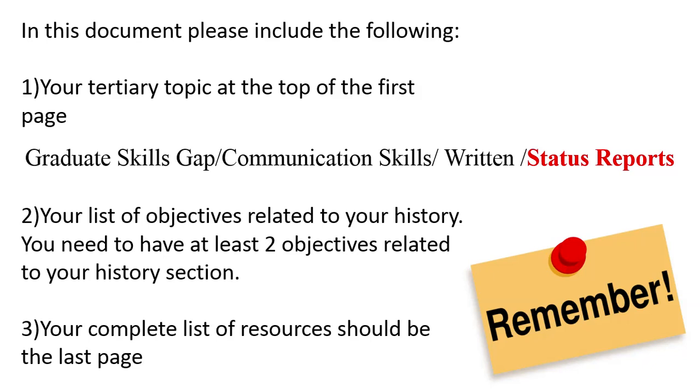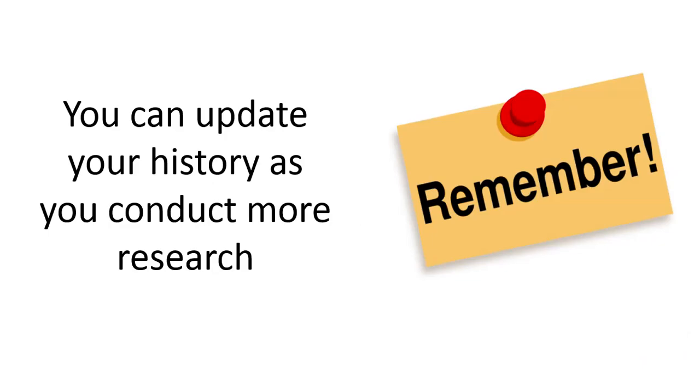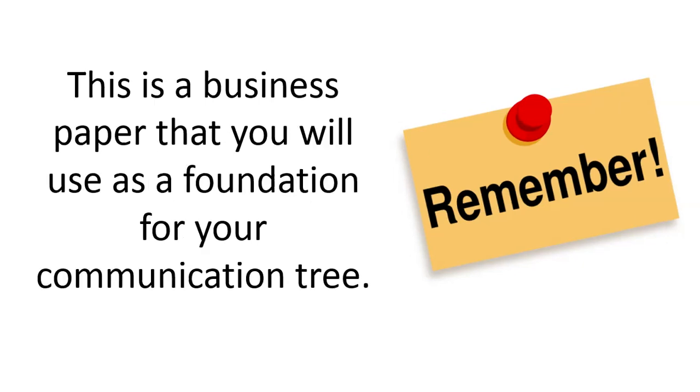And what we're doing is we're building your report section by section, offering you an opportunity to revise it along the way so that you can be a very strong executive communicator. And remember, you can update your history as you conduct more research. This does not have to be perfect. It does need to have 3 clearly titled sections of time periods related to your tertiary topic. Again, each of the 3 time periods must be clearly labeled in your paper. It helps the reader understand the background information so much more.